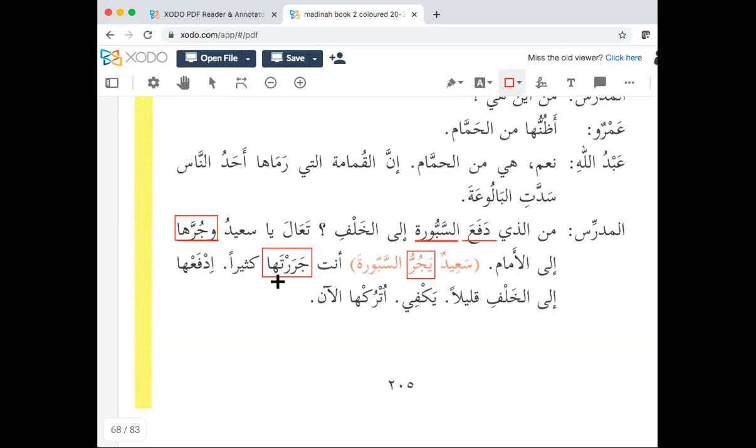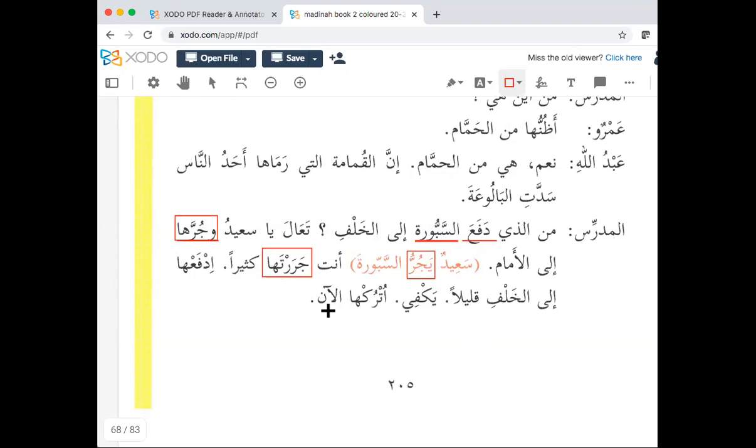But notice in this case, the ra and the ra, the ain and the lam of the kalima, they've separated. There's no longer a shadda with them or on them. And they appear in this single form or separate form, separated from each other. Jarartaha kathiran. You have pulled it forward too much. Idfa'ha ila al-khalfi qalilan. Then he said, yakfi utrukha al-ana. That's enough. Leave it now.